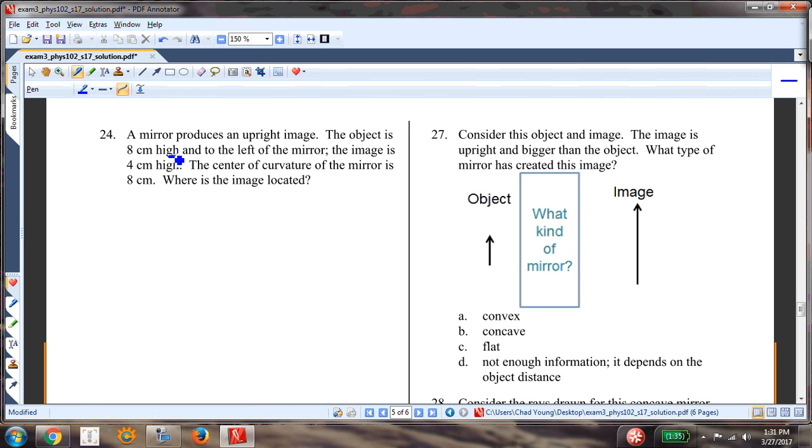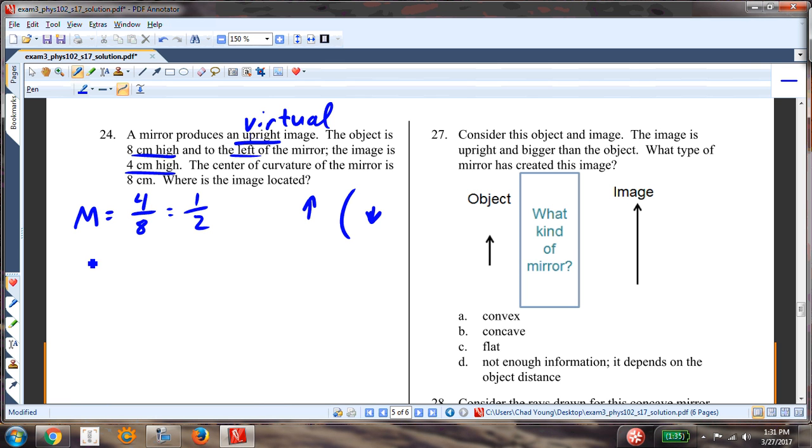The object is 8 centimeters high, and to the left of the mirror, the image is 4 centimeters high. So look, my magnification then is 4 over 8, or a half. And it says it's upright. That also means that it's virtual. So that should be enough to tell you that we're dealing with a convex mirror, that I have an object that is to the left of the mirror, and the image is smaller and to the right of the mirror.